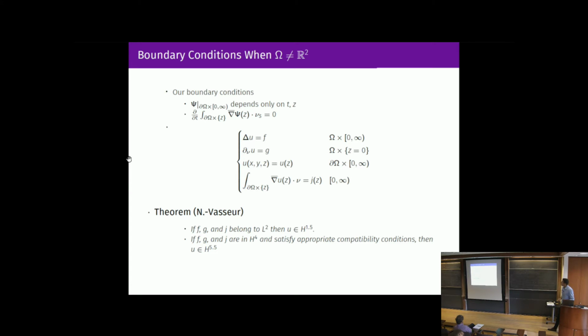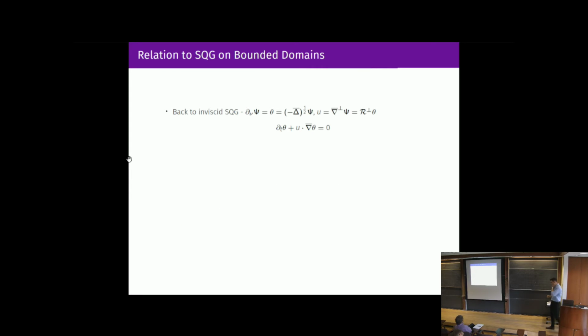All right, so now let me compare this model that we have on the 3D cylinder to inviscid SQG on a bounded domain in R2. So if I pose inviscid SQG on a bounded domain in R2, I defined, in the case of R2, the velocity as the perpendicular Riesz transform of my scalar theta. But if I'm on a bounded domain in R2, I need a notion of Riesz transform, i.e. a notion of the half Laplacian, and there's obviously more than one way to do this.